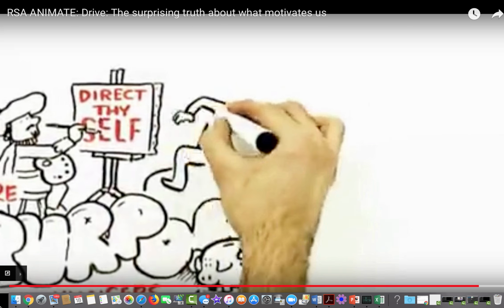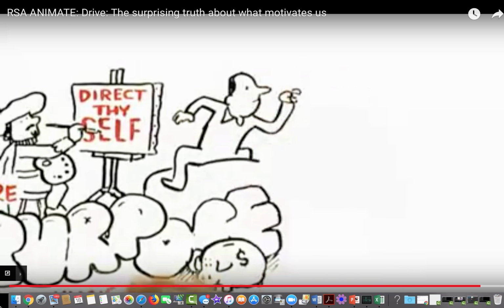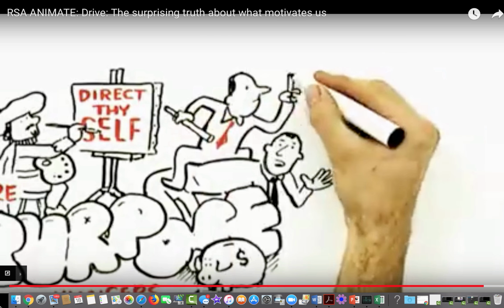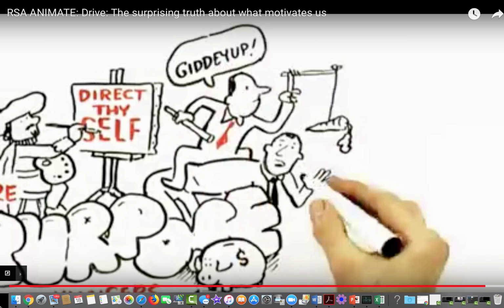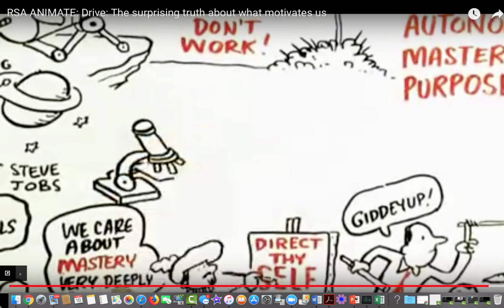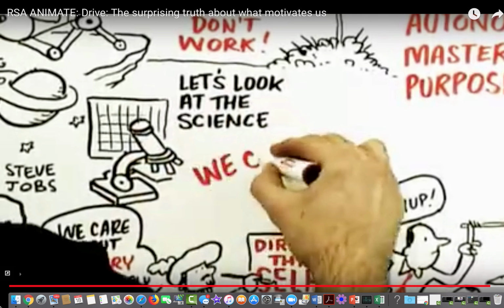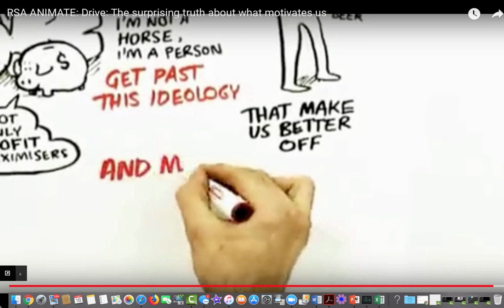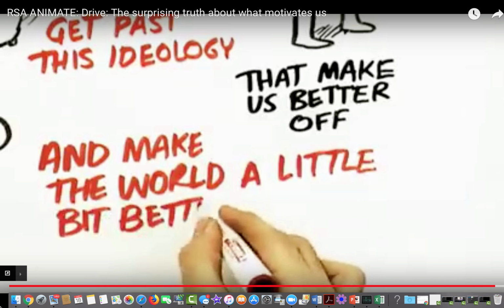And I think that the big takeaway here is that if we start treating people like people and not assuming that they're simply horses, slower, smaller, better-smelling horses, if we get past this kind of ideology of carrots and sticks and look at the science, I think we can actually build organizations and work lives that make us better off, but I also think they have the promise to make our world just a little bit better.